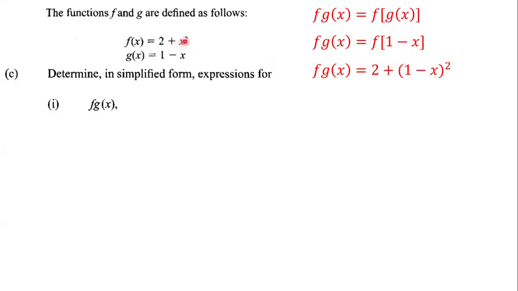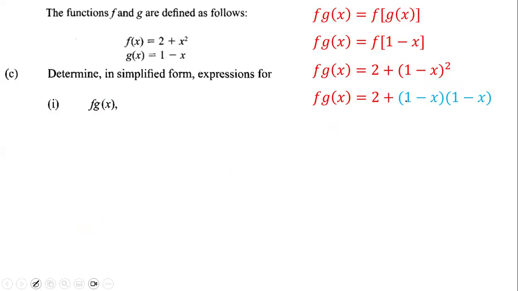So here we have x squared, so it's going to be 1 minus x squared. We have 2 plus x squared, but remember x is 1 minus x, and so 1 minus x squared is what we put here. Now what is 1 minus x squared? Well, 1 minus x squared is 1 minus x times 1 minus x. And so let's multiply this together.